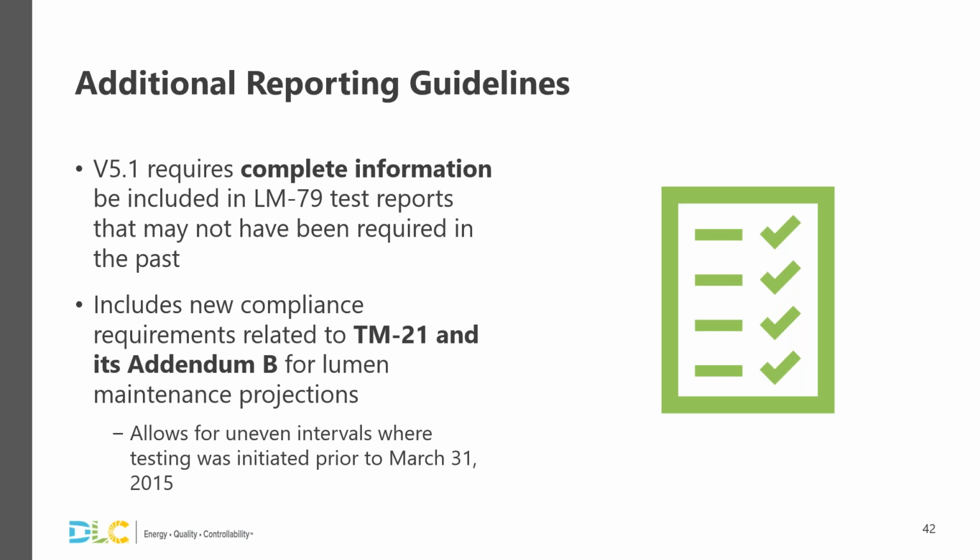And so these are defined within the document. I strongly encourage you to go into the document and see those definitions. We've included a bit of them here again, so they would be in the slides and be a resource for you, but please keep in mind they're more completely defined within the policy document. Within this section, we're also proposing new compliance requirements related to TM21 and its Addendum B to address concerns around projected lumen maintenance claims. And responding to comments we received in draft 2, we are now including an exception to use uneven intervals where testing was initiated prior to March 31st, 2015.